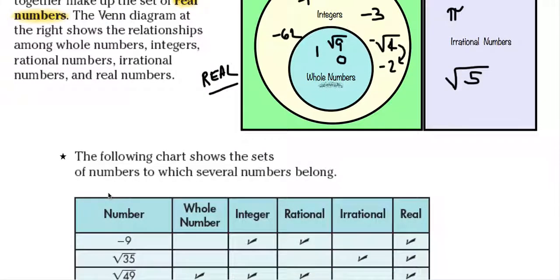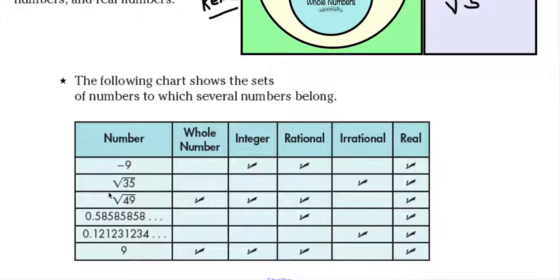The following chart shows the sets of numbers to which several numbers belong. Negative 9 is an integer, therefore it's a rational number and a real number. Radical 35: 35 is not a perfect square, therefore it's not a whole number, not an integer, not rational, but it's an irrational number and still a real number. Radical 49, or the square root of 49, is 7. 7 is a whole number, an integer, a rational number, and a real number.